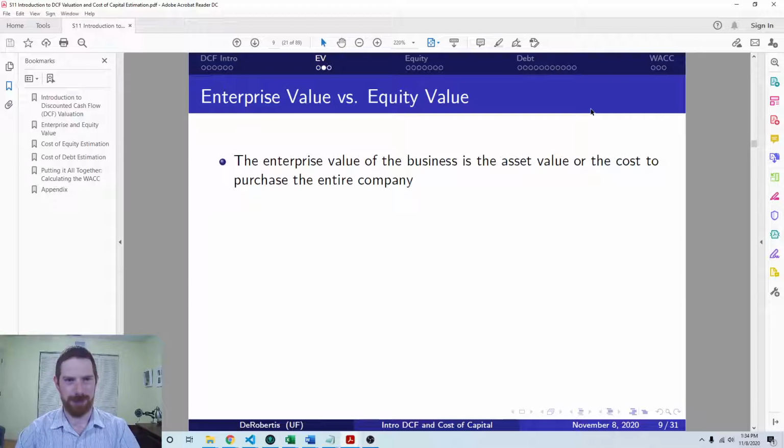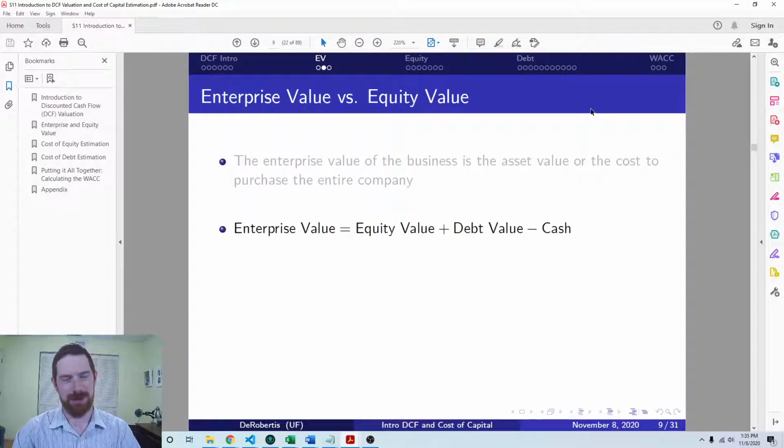So the enterprise value is the value of the entire business. You can think of it as the value of the assets in terms of the basic accounting equation: assets equals liabilities plus equity. So it's the whole asset side, and that means it's also liabilities plus equity. Or you can think of it as the acquisition cost. If you are someone that wants to purchase this entire company and own it outright, this is how much it would cost you to purchase that.